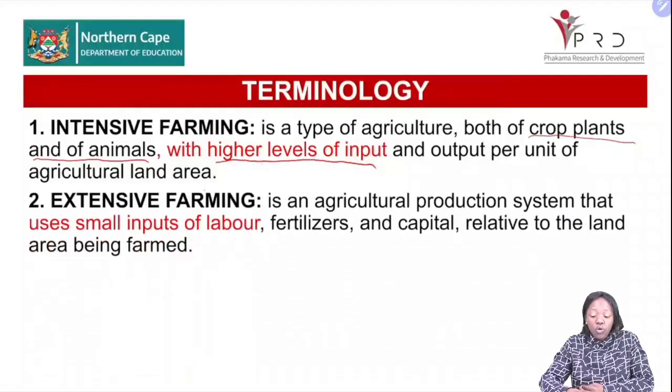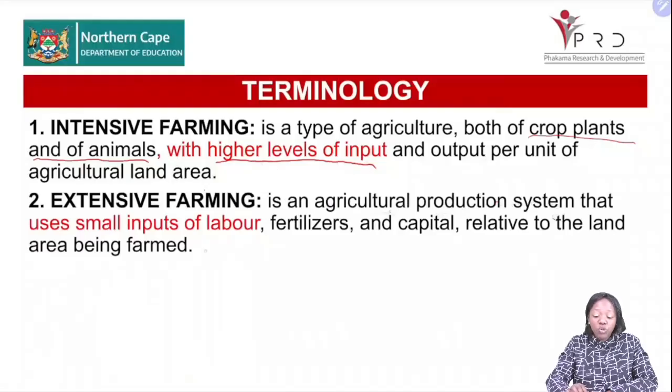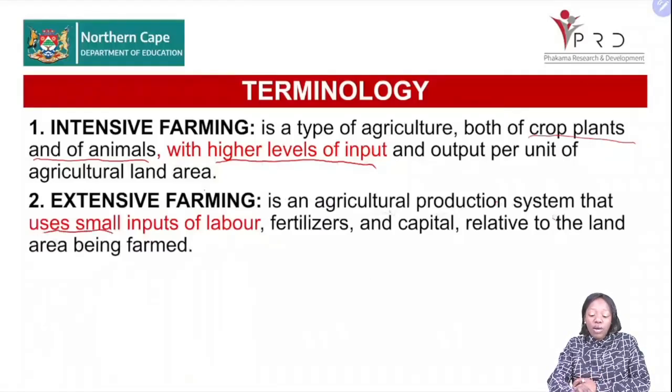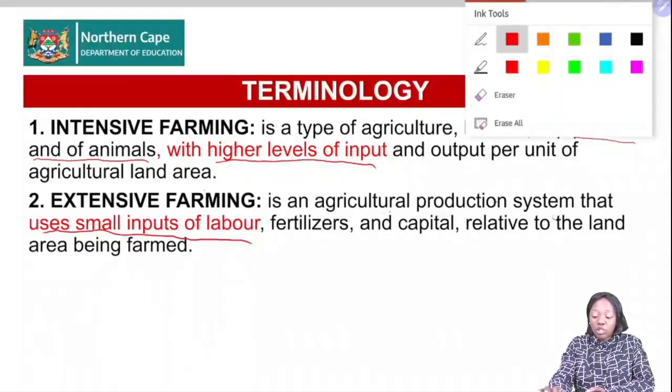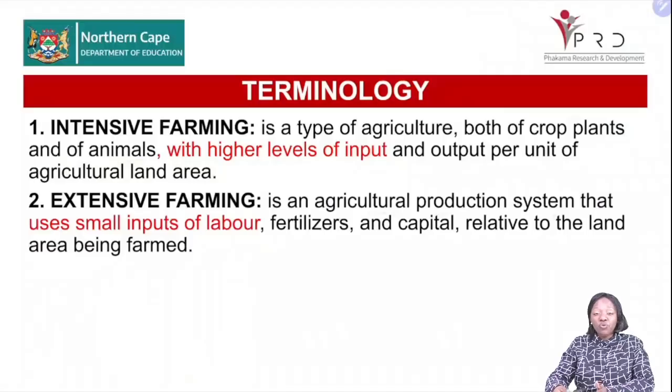Then number 2, you have extensive farming. Extensive farming is the agricultural production system that uses a small input of labor, fertilizers, and capital relative to the land area being farmed. So it uses a small input of labor. What does it mean? It means there is less hard work in this type of farming. Most of the things are done using machines. So you get to know the difference between intensive and extensive.